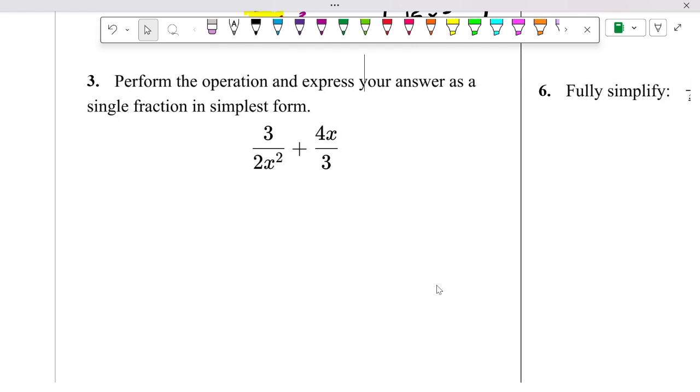Remember, you ask yourself, what is this denominator? What do I do? 9. Q. Same thing with you.